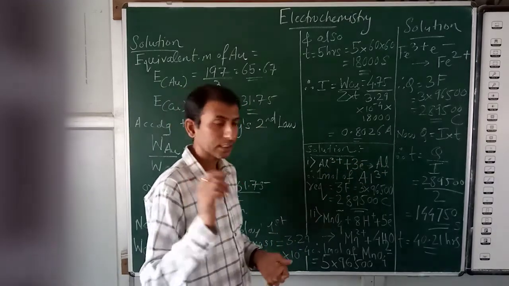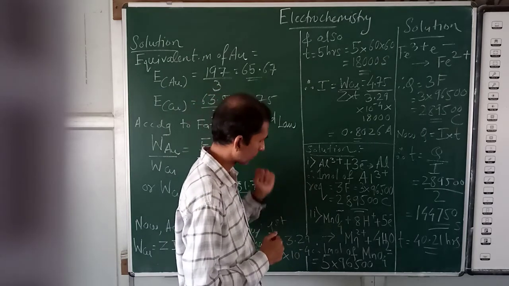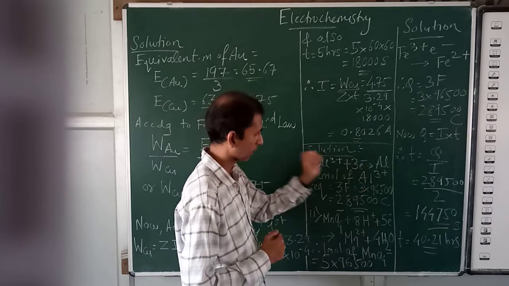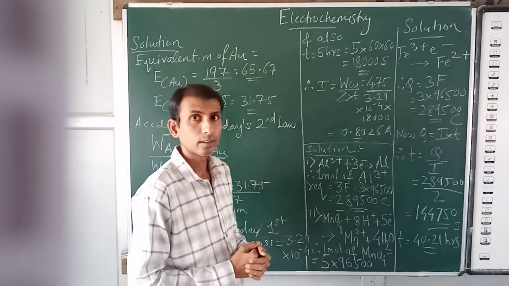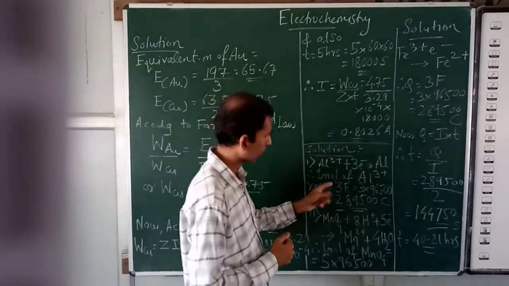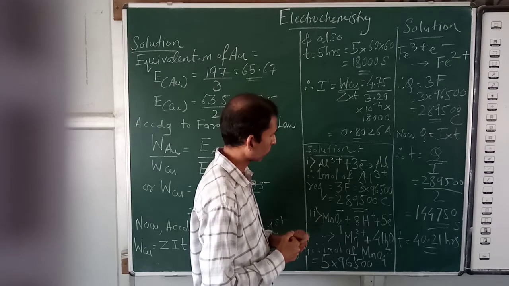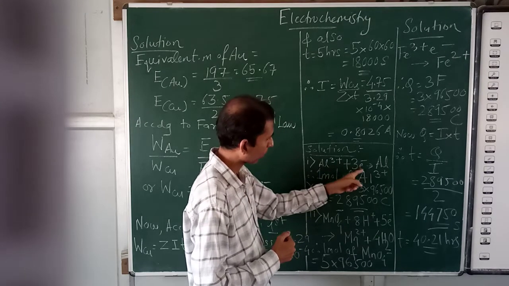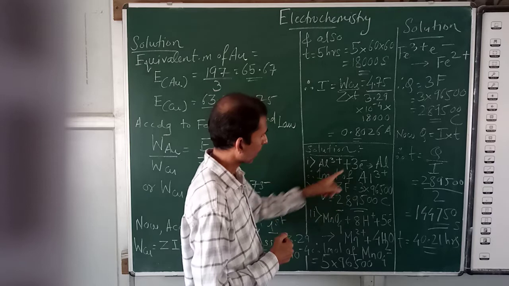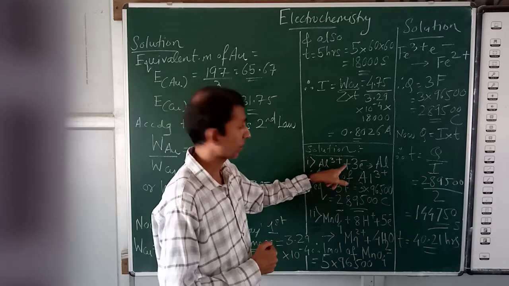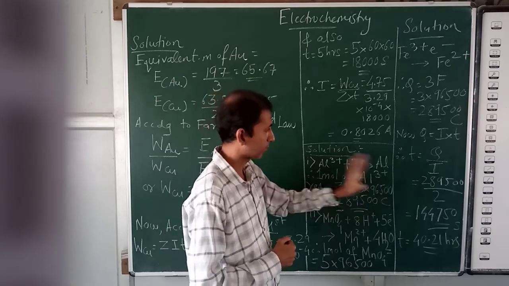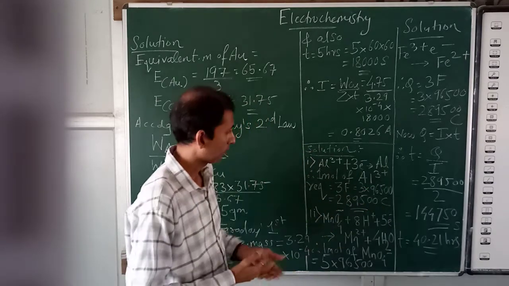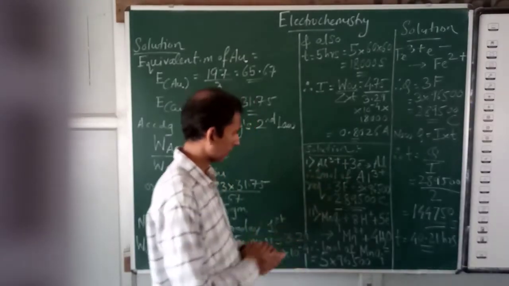Now the question asked is we have to calculate the charge for 1 mole of Al3+. The formula you have to keep in mind is, to calculate charge you multiply the number of electrons by Faraday. The number of electrons involved in the equation here is 3. So 3 multiplied by Faraday, we know 96500, a constant value. You get the final answer.